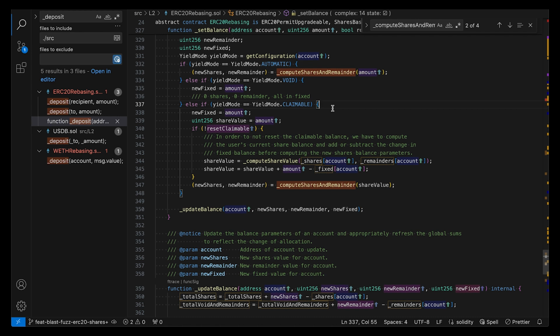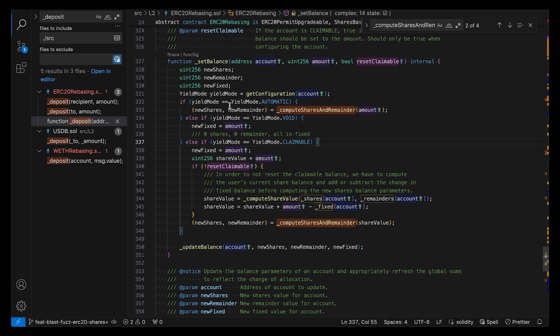We will consider the account as shares plus remainder, but at the same time, it will force you to actually claim the yield from those shares instead of crediting it to your balance. And so that creates a scenario where the difference between an automatic and a claimable will effectively just be the ability of claiming. So that was one of the first invariants I wrote: my balance should match automatic after claiming.